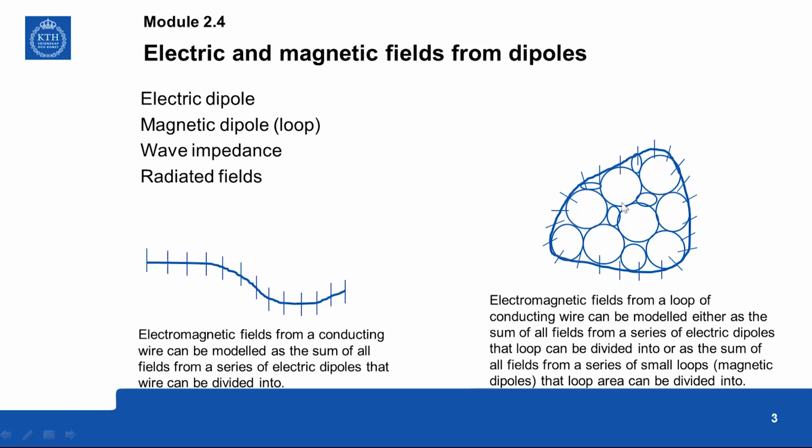Another way is that this area of the loop, you can divide into very small loops, so that it covers more or less the complete area. Then these are called the magnetic loops or magnetic dipoles. Then you can find the electric field, and from there you can find the total magnetic field. So there are two possibilities in finding the fields.